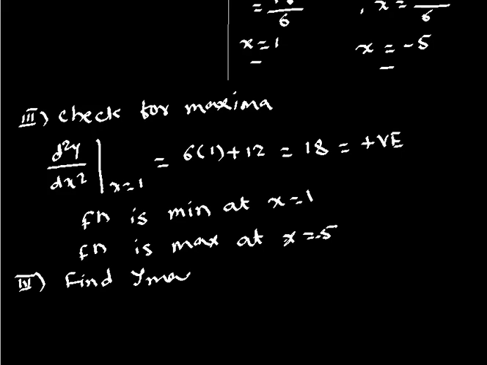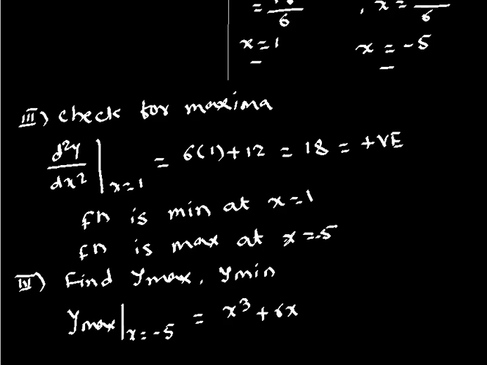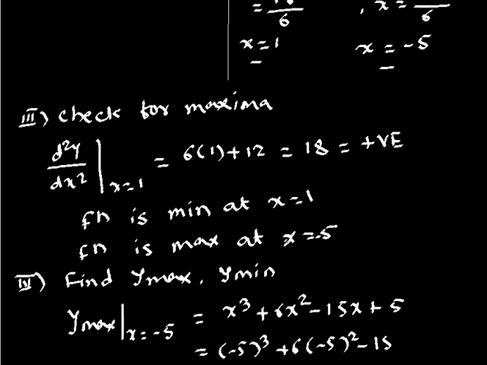Y max, maximum value of function in that particular area, and y minimum. So y max will be at x is equal to minus 5. Put in the equation of y, so equation of y is x cube. Let me write for this equation: x cube plus 6x square minus 15x plus 5. So putting minus 5 cube plus 6 into minus 5 square minus 15 into minus 5 plus 5.